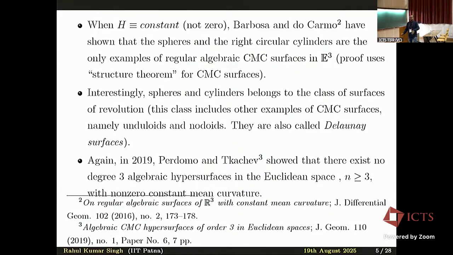But there's some progress I will mention towards that problem. In this paper, what they showed is that there exists no degree 3 algebraic hypersurface in Euclidean space. Now you should see that they're not saying regular, they're just saying algebraic hypersurfaces. So those surfaces might have intersections. So this is what they have done.